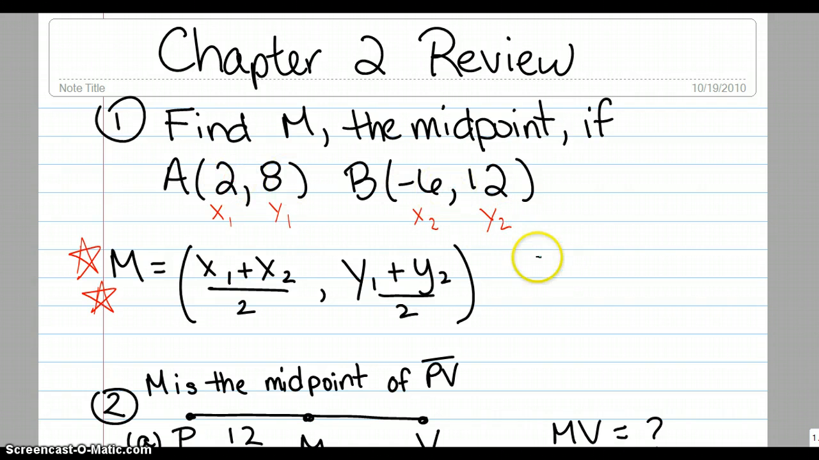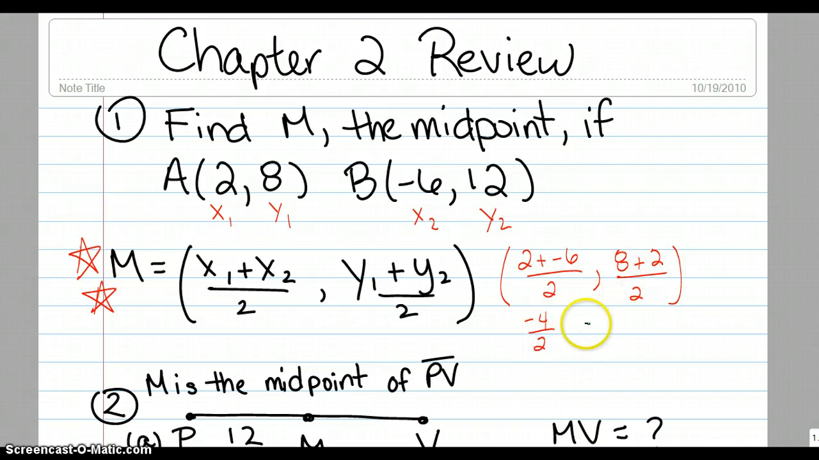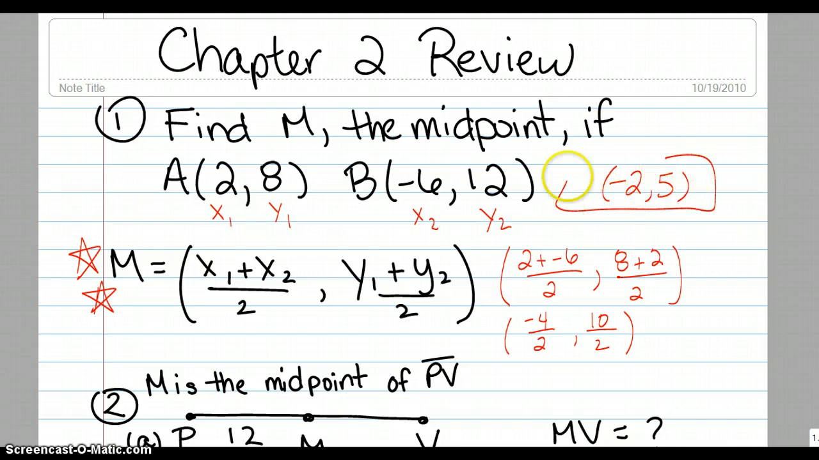So you add the x's, 2 plus negative 6 divided by 2. Add the y's together, 8 plus 2, and divide by 2. And then you just simplify. 2 plus negative 6 is negative 4. 8 plus 2 is 10. And then you divide by 2. So your answer is going to be negative 2, 5. So that's how you find the midpoint.